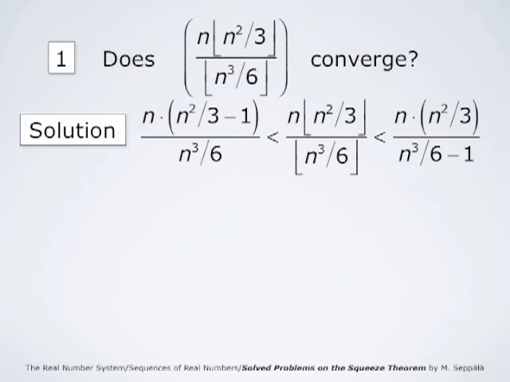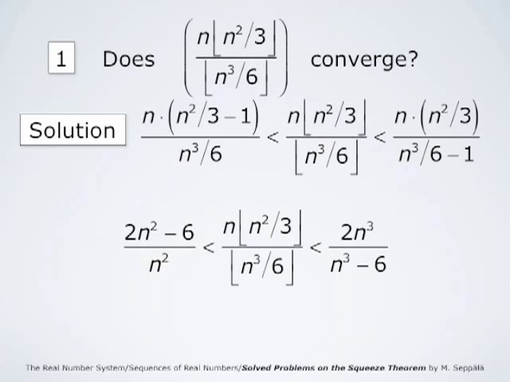After these simplifications, we now have the estimate that the general term n times floor of n squared over 3, divided by floor of n cubed over 6, is less than 2 times n cubed over n cubed minus 6, and it is larger than 2 times n squared minus 6 divided by n squared. These estimates are valid assuming that n is at least 2.